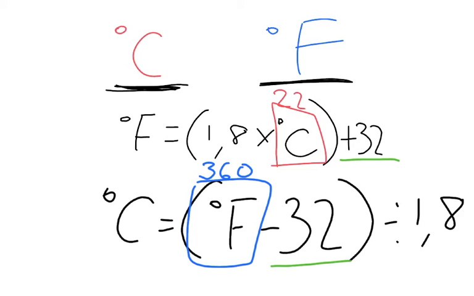I'm sure you can see there are a few similarities between these two formulae, both the 32s and also the 1.8s. The formulas are just switched around because one way you're going forwards and the other way you're going backwards to get your answer. So as long as you can work with these formulae, you'll be absolutely fine with converting from degrees Celsius to degrees Fahrenheit.